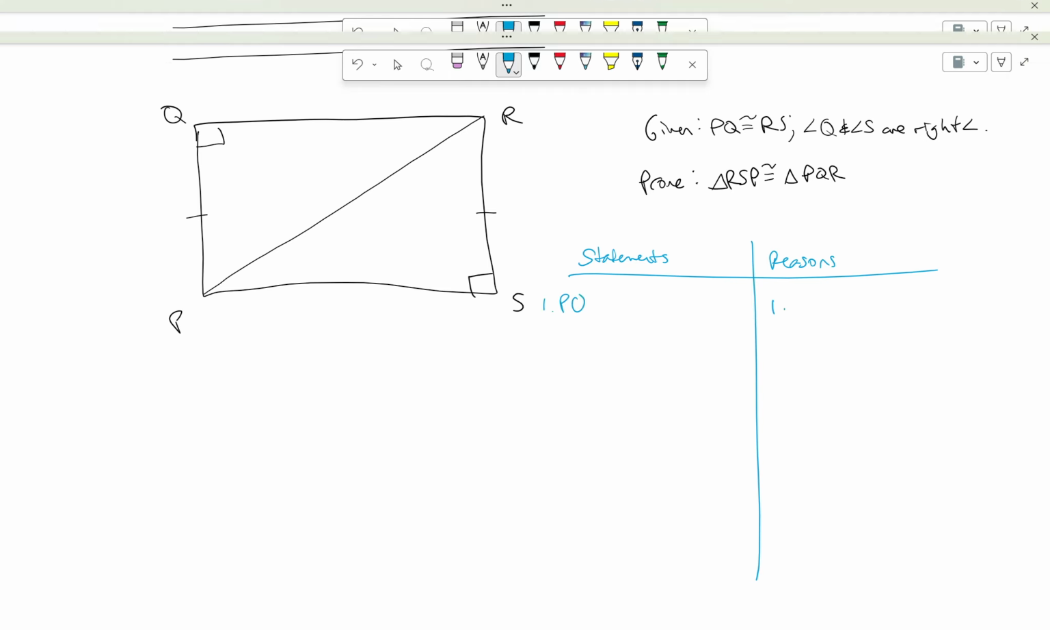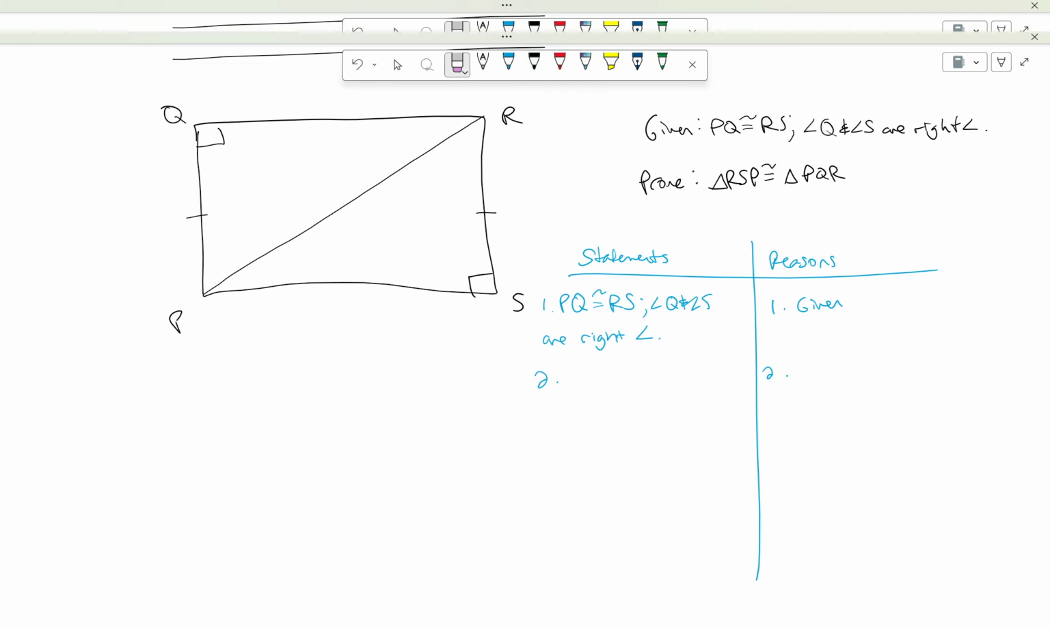Restate what I had here. Back up top, PQ congruent to RS, angle Q and angle S are right angles. Okay, and here's what's fun. We're going to look at that and then say, hey, it's given. And that's already going to be points that we have. Now, this is usually a good way to just get started.